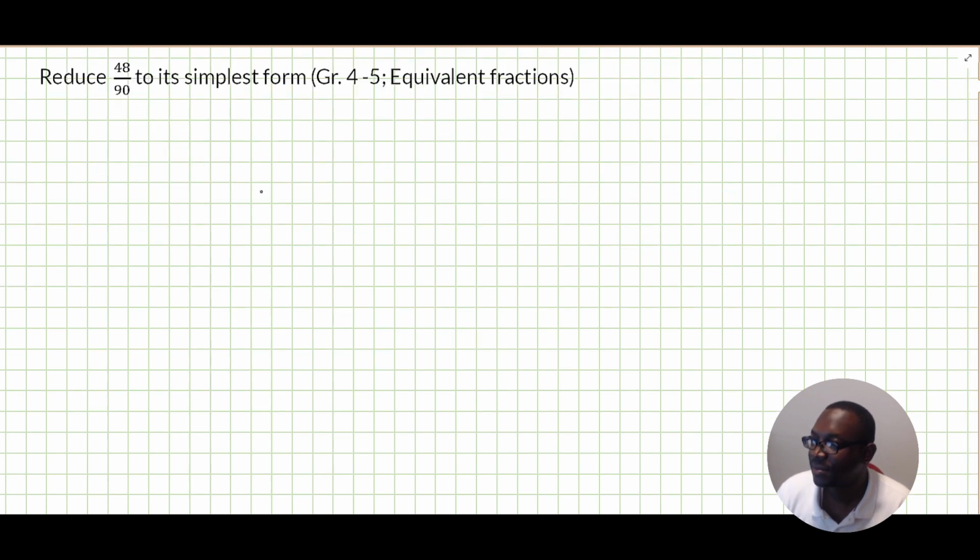All right, 4th and 5th graders, we're going to reduce a fraction to its simplest form. We're reducing the fraction to its simplest form. Let's put 1 minute on the clock for you guys. We're going to reduce 48 divided by 90 to its simplest form.